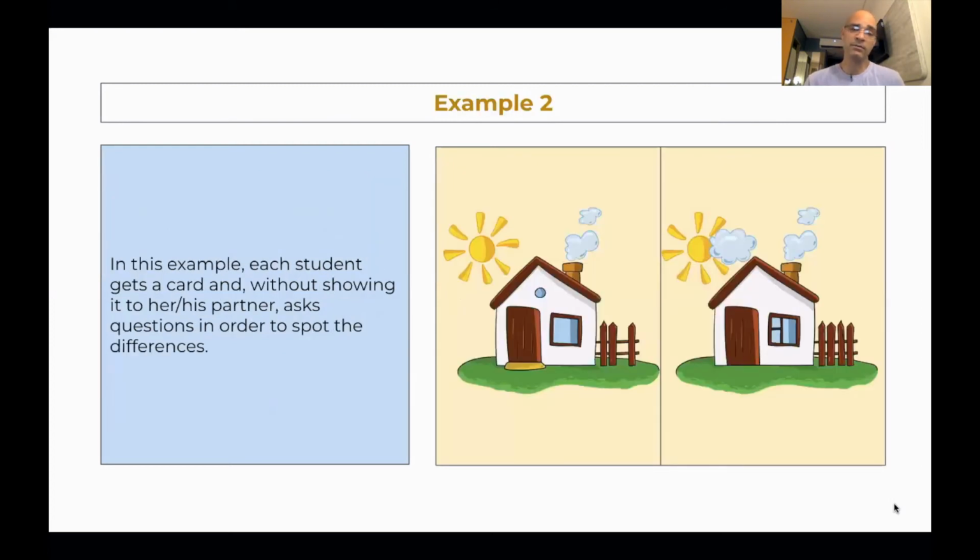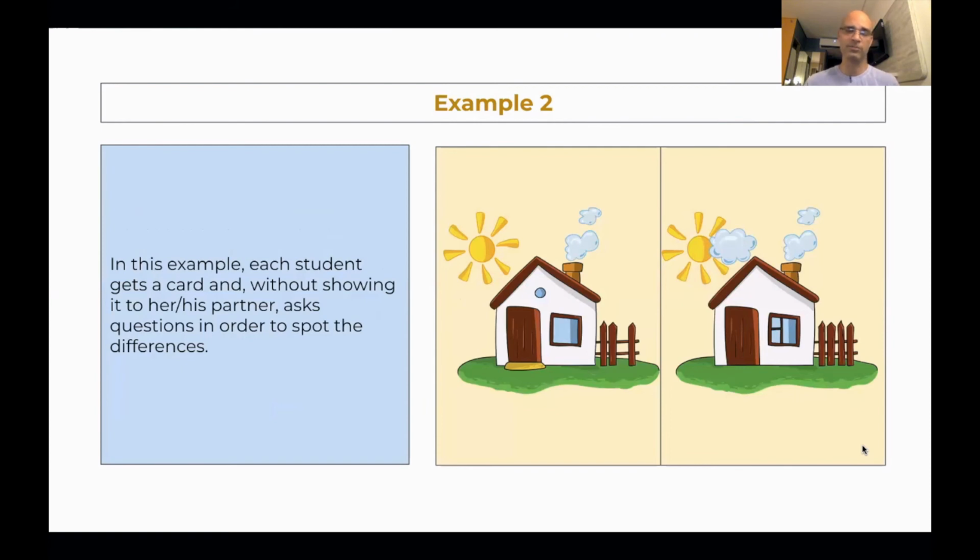This next one, we've all seen this type of activity. They have to find differences between the pictures without looking at each other's pictures. You're going to describe the picture they have first and try to find out what the differences are. And so in this example, each student gets a card and, without showing it to his or her partner, asks questions in order to spot the differences.